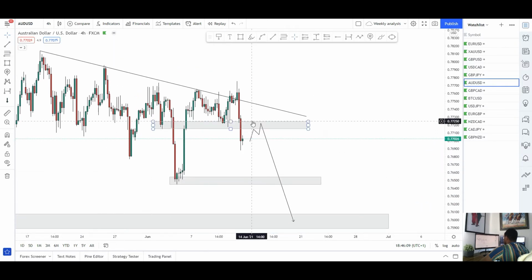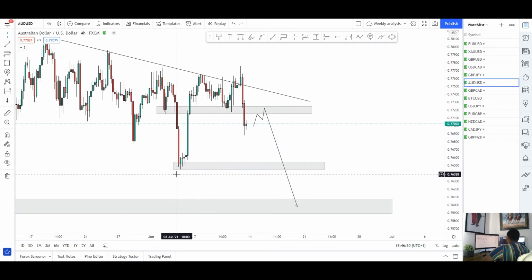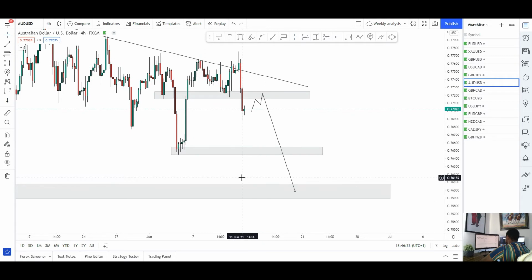So if you do see some bullish momentum, again, ready to sell it as soon as we get those confirmations, because I think it's just going to be retraced now for AUD, and we're going to see the bearishness coming to the markets again next week. First target is 0.76500, then 0.76.